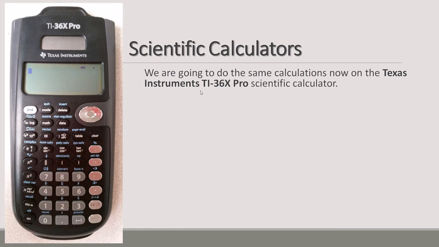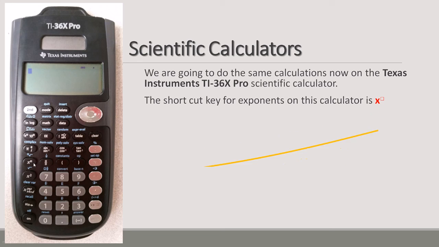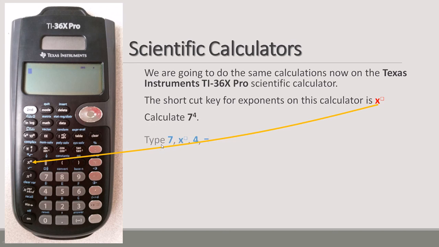All right, next type of calculator. This one is the Texas Instruments TI-36X Pro scientific calculator. Now, the shortcut key for exponents is X and a box. It is right over here. X, and it's got this empty box. Hey, look, it's right above X squared. They're pretty close by. All right, we're going to do the same thing, 7 to the 4th power. So on this calculator, you will type in 7, the exponent key, x to the 4th, the 4, the equals, and you'll get 2,401. Ta-da!